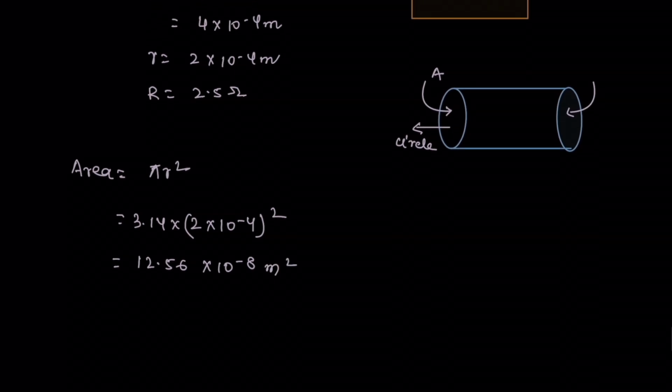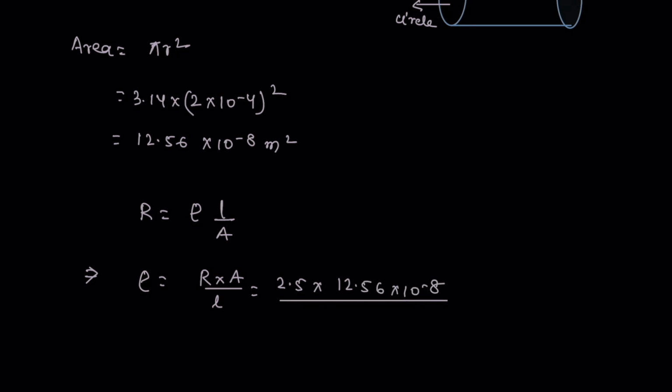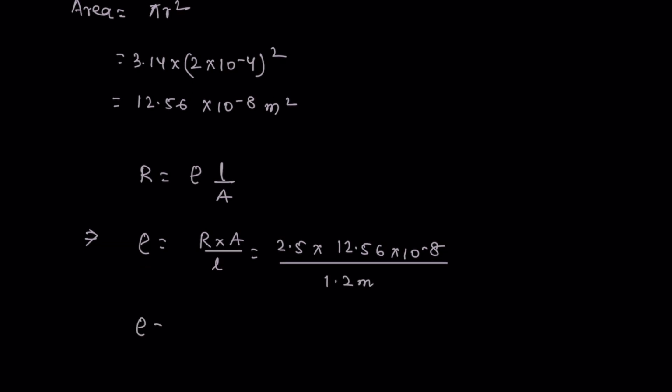So if you substitute the values in the resistance formula, resistivity is equal to R into A by L. R is 2.5, area 12.56 into 10 to the power minus 8, length is 1.2 meter. So resistivity will come as 26.16 into 10 to the power minus 8 ohm meter. This is the answer.